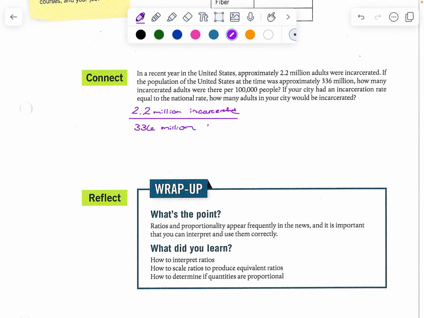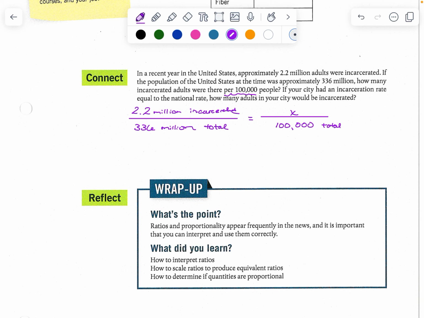So that's the total. I don't want it in these units anymore. We're trying to scale it. Specifically, we're asked to scale it to not per 1 person, but per 100,000 people. So I need to figure out what I think of as my new total. Let's say there's a town of 100,000 people total. How many people would I expect to be incarcerated? Well, it's a proportion. You can cross multiply and solve.